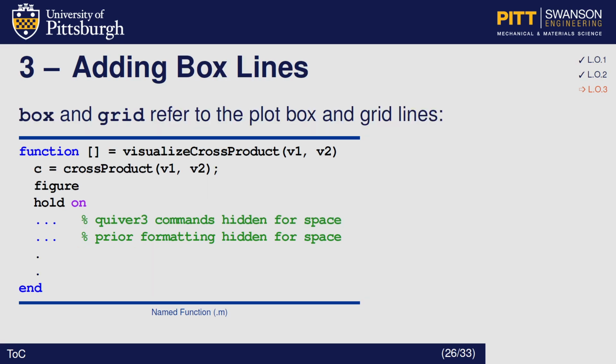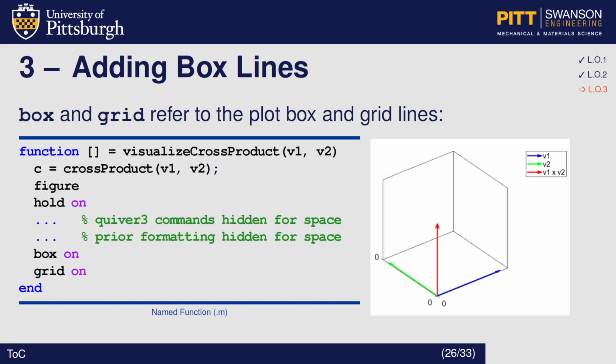Now the box and grid commands refer to the box and grid lines respectively. Box on specifies that the outline of the entire plot box should be shown, and grid on specifies that grid lines at the axis markers should be enabled. The plot now looks like this.